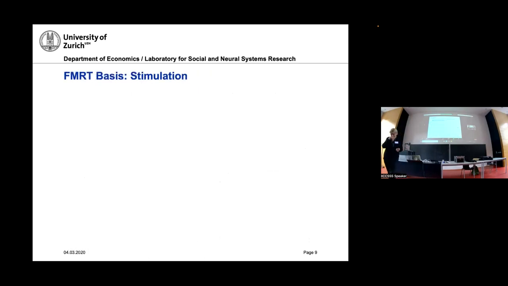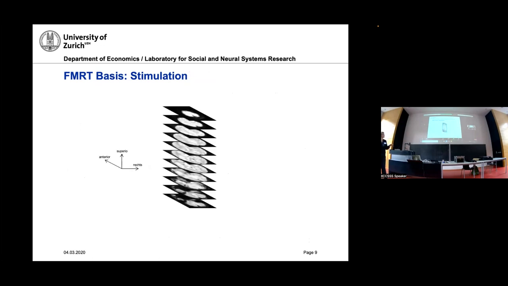So, the shortest explanation I ever gave. How does it look for those who have never worked with it? We acquire these T2 star data in a stack, and that's a volume. We go through the brain like this, and it's 20, 30, 40 slices, something around that, to acquire the full brain. And that's also the big advantage of fMRI. We can acquire the whole brain at once.